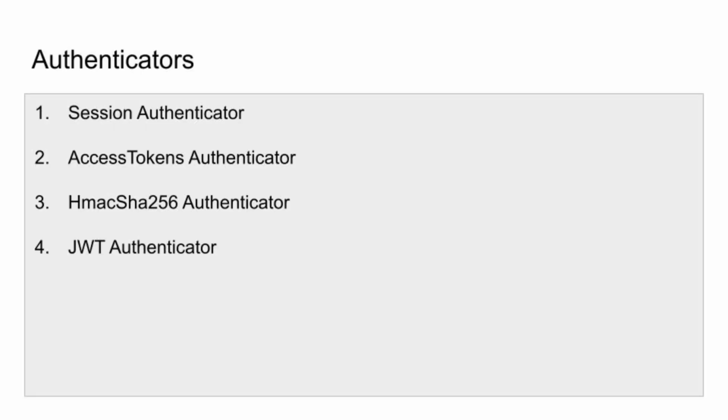These are the authenticators that CodeIgniter Shield provides. Session Authenticator provides traditional ID and password authentication. Access Tokens Authenticator provides stateless authentication using personal access tokens passed in the HTTP headers. HMAC SHA256 Authenticator provides stateless authentication using HMAC keys. And JWT Authenticator provides stateless authentication using JSON Web Token.